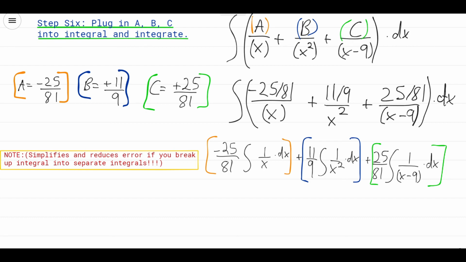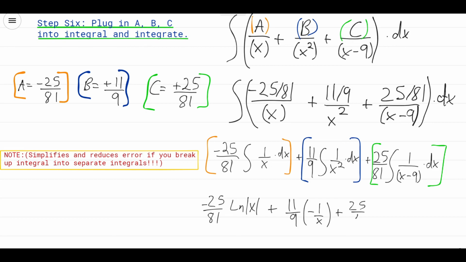So now we're going to integrate each term, and none of these integrals are very complicated, so we can just integrate them directly. So negative 25 over 81 and the natural log of x. Don't forget the absolute value sign when you're doing natural log. The second term is 11 over 9. And notice how this is not in the form of 1 over x. So you would use the power rule. Do not make the common mistake of using the natural log. The integral of this is not the natural log of x squared. That's not how it works. From here, you would just use the power rule. So in doing so, 11 over 9, and the integral of that would be negative 1 over x.